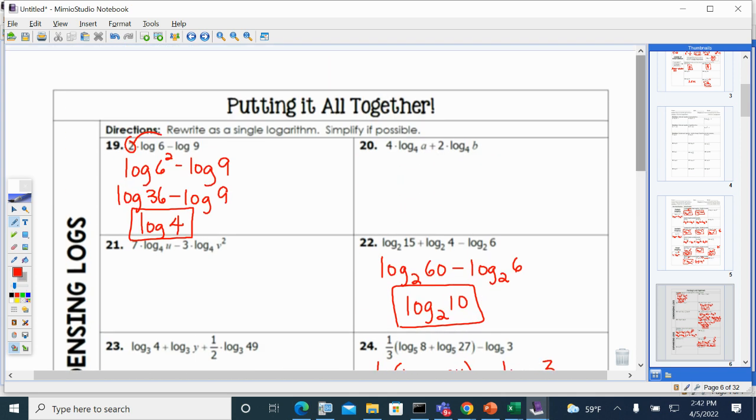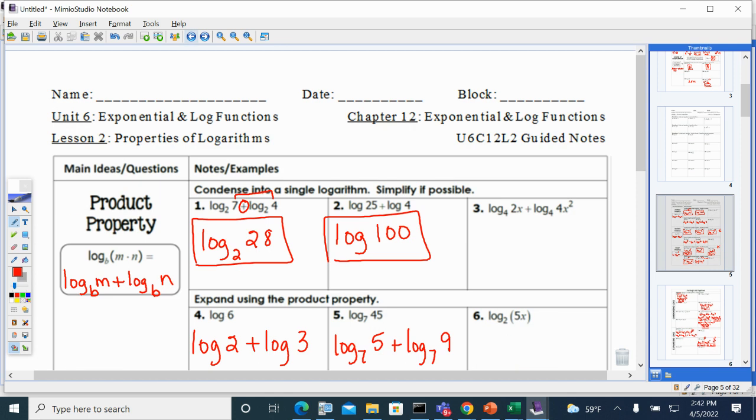We'll work more on that as we get into the assignment. But there is your video for Chapter 12, Lesson 2 on properties of logs.